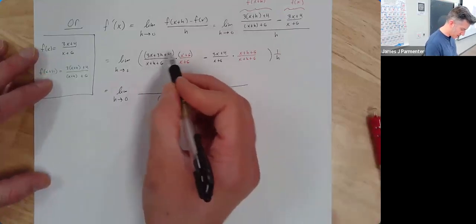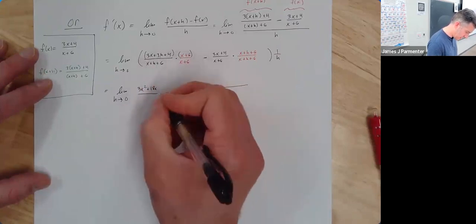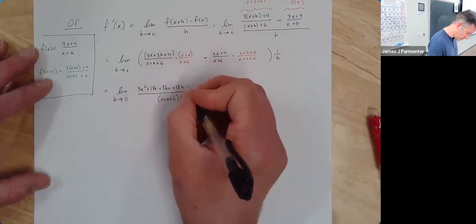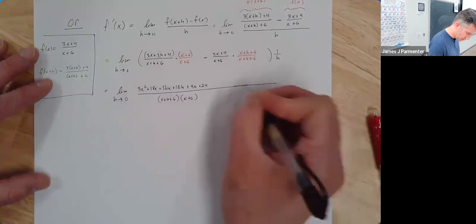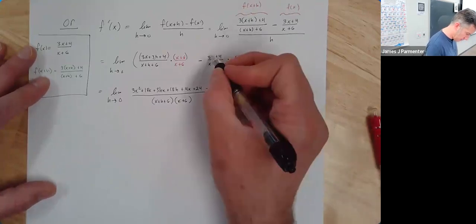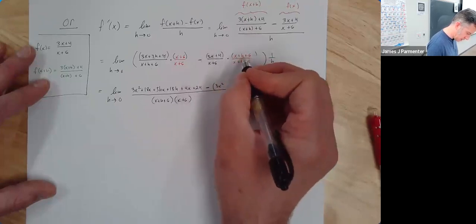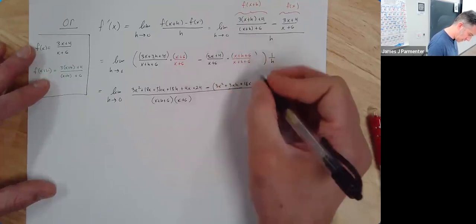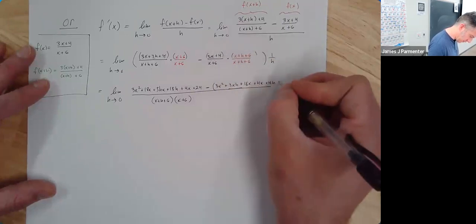So I'm going to do 3x times x, 3x times 6, 3h times x, 3h times 6, 4 times x, 4 times 6. I don't think I left myself enough room. Minus, so now it's going to be minus all of this next part. So again, 3x times x, 3x squared, 3x times h, 3xh, 3x times 6, 18x, 4 times x, 4x, 4 times h, 4h, 4 times 6, 24.